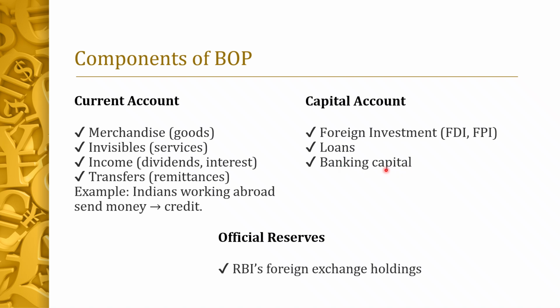The last one is the official reserve account or the banking capital. There is RBI's foreign exchange holding. It includes gold reserves, foreign currencies reserves, or special drawing rights. Right? So if BOP is in deficit, what does the RBI do? It may use its reserves to stabilize the economy. Together, all these three components, they give a complete international financial position of any country.